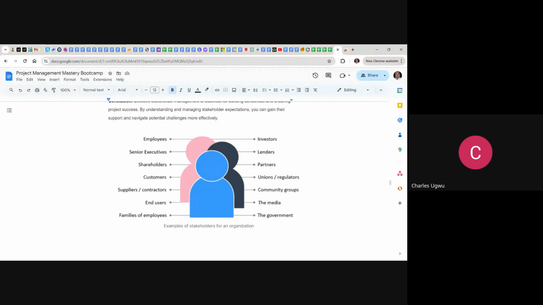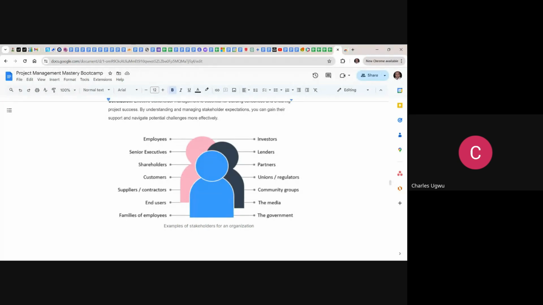So if you are trying to go and get the attention of a CEO in your project, you are making a mistake. That's why you have to understand who your stakeholders are in a project, because not all the people in the organization are project stakeholders. So first, the list of people in the organization.